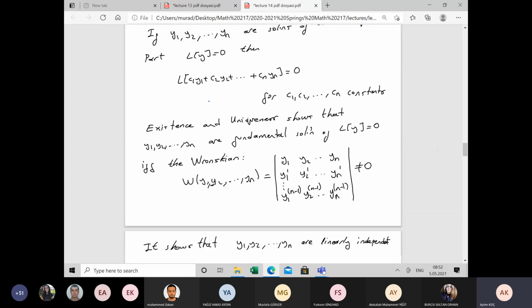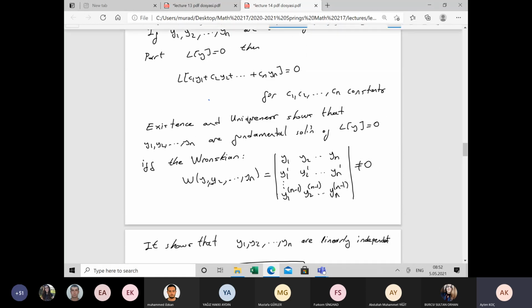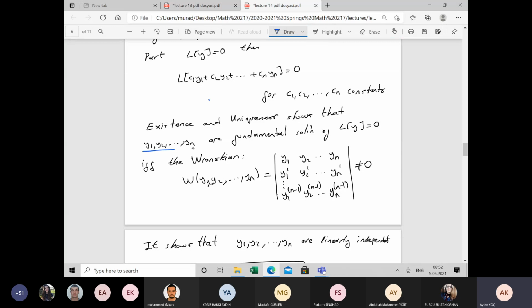It's okay. So how do we check that these are fundamental solutions of the homogeneous equation? If and only if we compute the Wronskian determinant, it should be non-zero. It's okay. And so what is the determinant here?